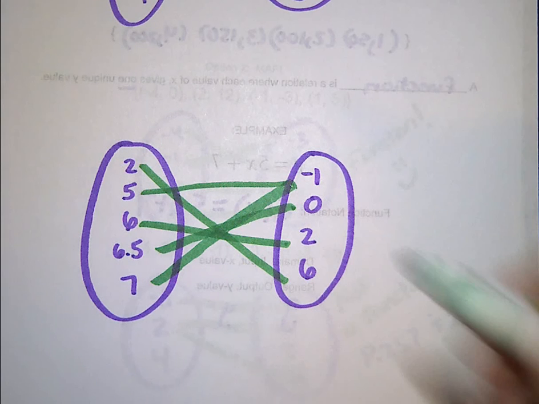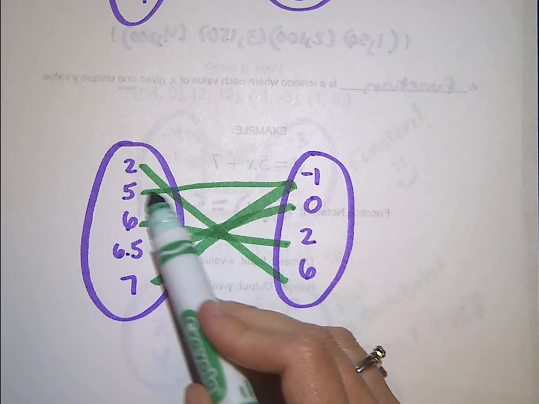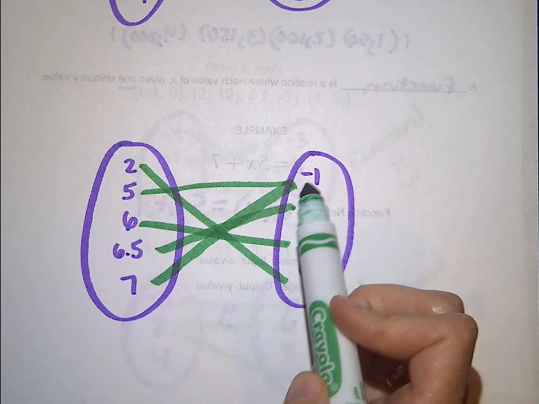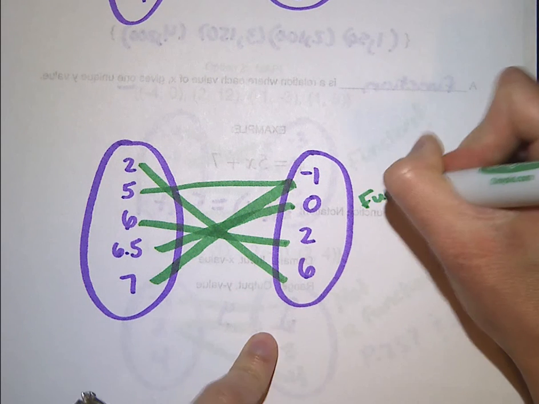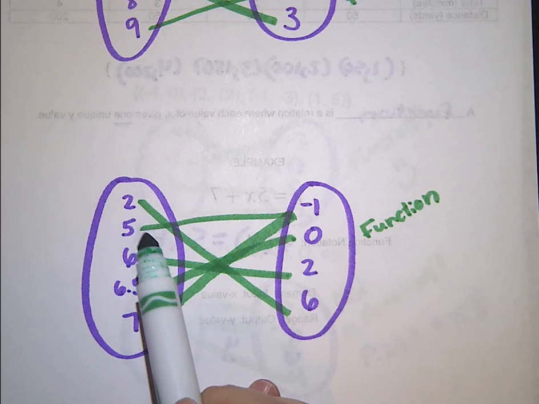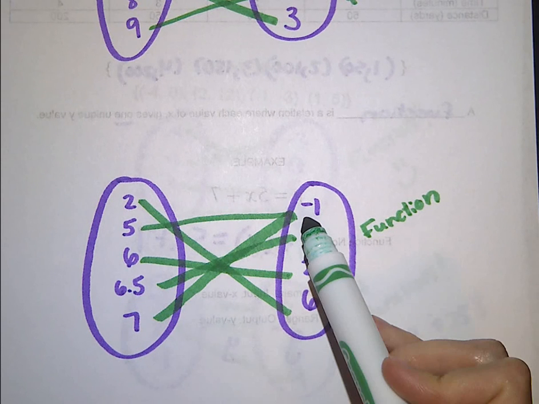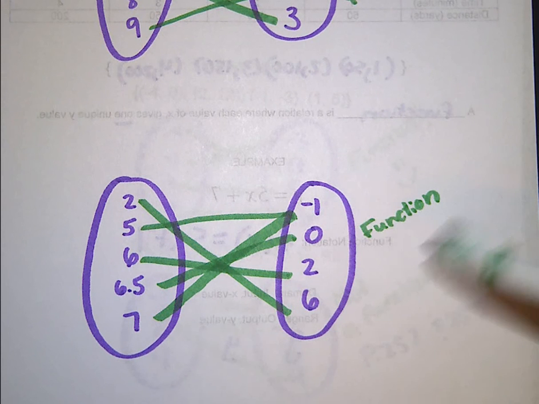Now, here's the question. Is this a function? And some of you might be looking at this, how 5 went to negative 1 and 7 went to negative 1. Is this a function? This is a function. So why is this a function but this wasn't? Well, I still got one unique answer for each of my x values. 5 gave me just one answer of negative 1, and 7 gave me just one answer of negative 1. So this is a function.